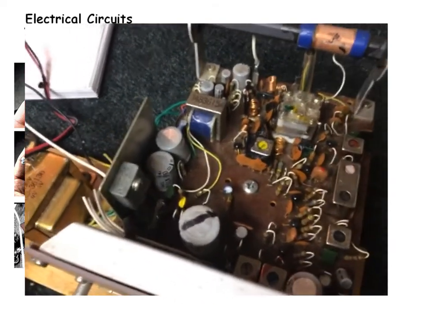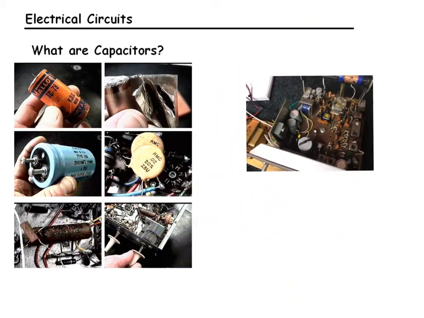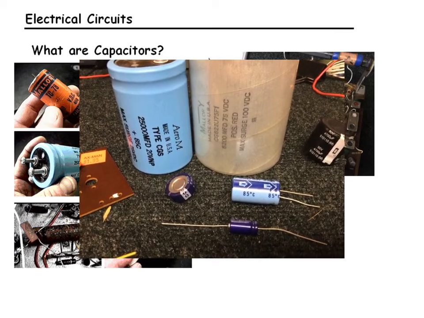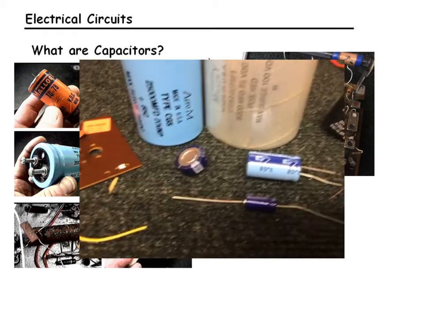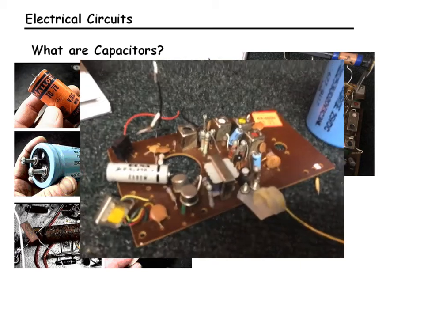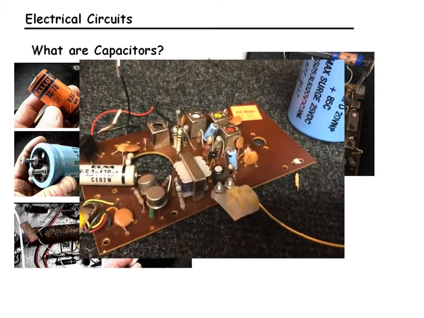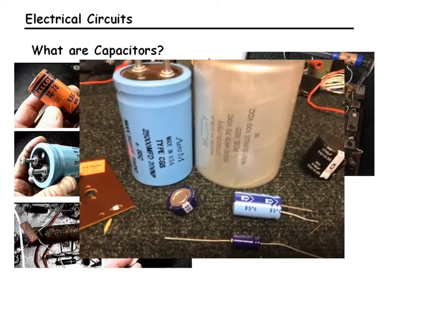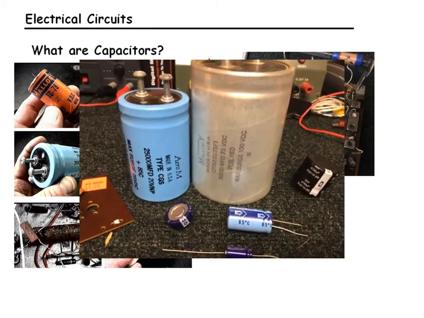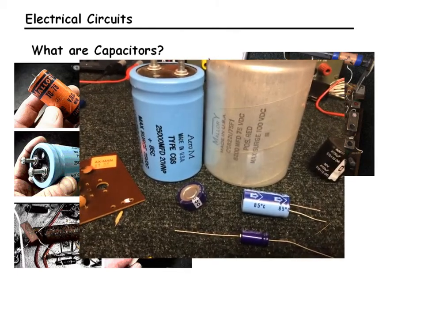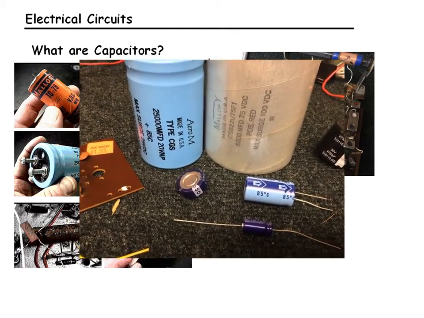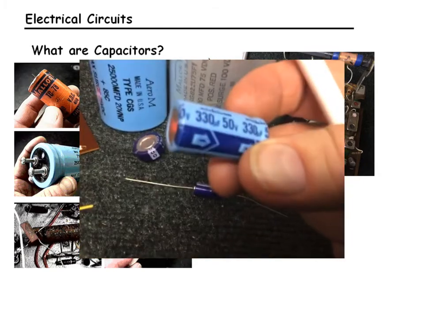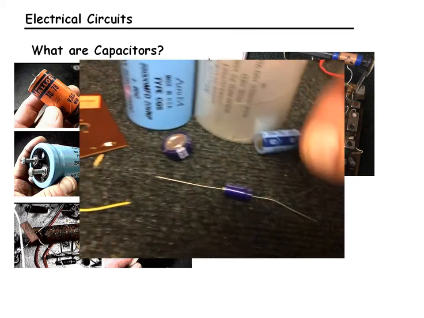All right, what we're going to learn next is capacitors. What are capacitors? Capacitors, like resistors, are small electrical components that we use in circuits. Their main purpose is to store charge, similar to a battery, but batteries work on a chemical reaction, whereas capacitors store charge just by moving around electrons. Here's some examples of capacitors. They're just little devices that can store charge.